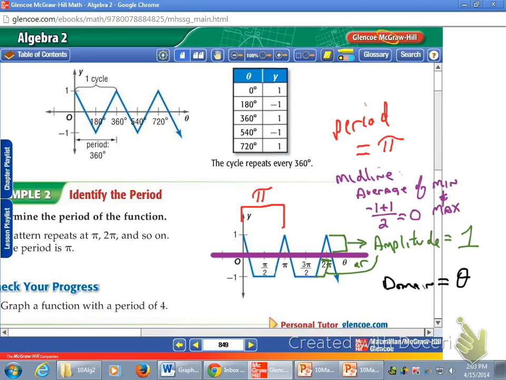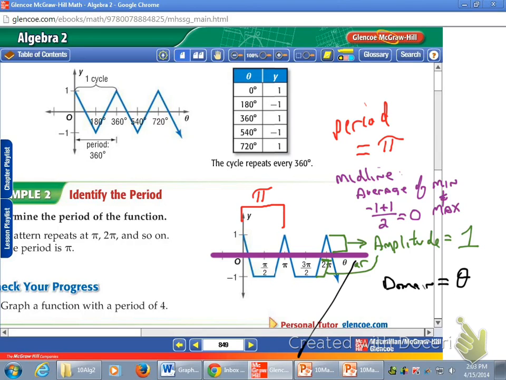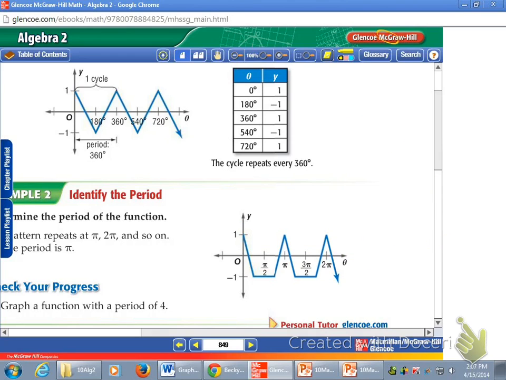Can you draw that? Theta is a circle. Uh-oh. Why is it doing that? Come on now.